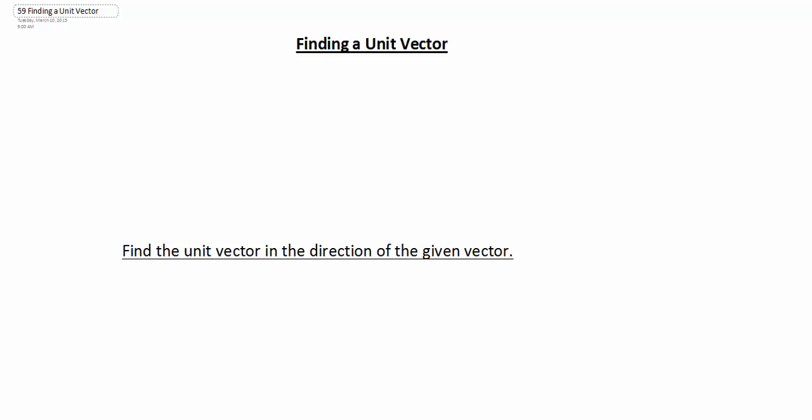Here we're going to find out how we can find the unit vector. When we say we want to find the unit vector, we're looking for a vector that has a magnitude of 1. The way we can find it is, if we're given a vector, let's say our given vector is v, and it has some magnitude, we want to find the vector that goes in the same direction.